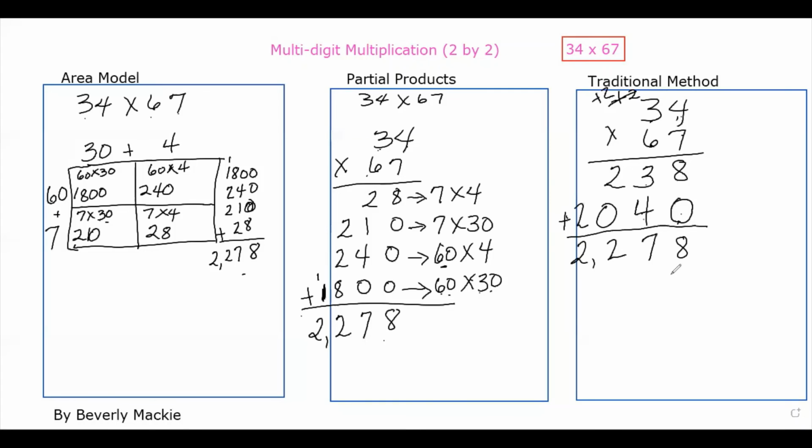Now, I'd like for you to take your time, look over them, and see what similarities you see in each of the methods. For instance, this 210 plus 28, if you add those together, that's 238, which is over here. You see that? And here you have your 210 and your 28 as well. So look and see your similarities and let me know which method you like the best.